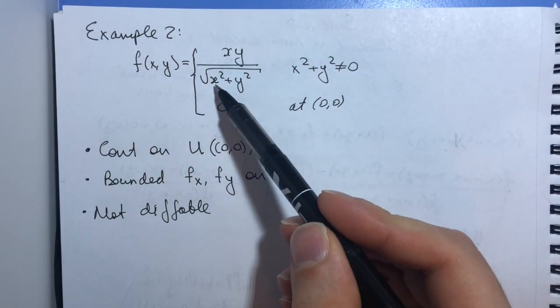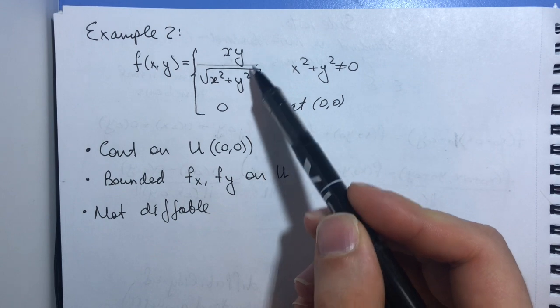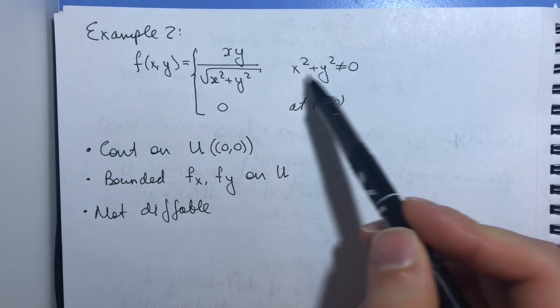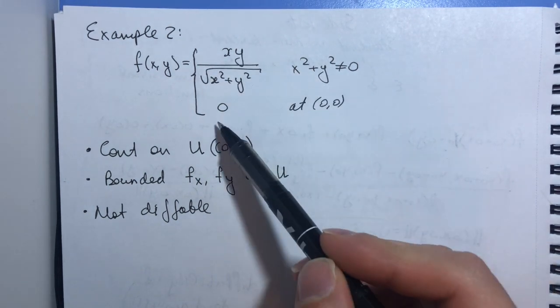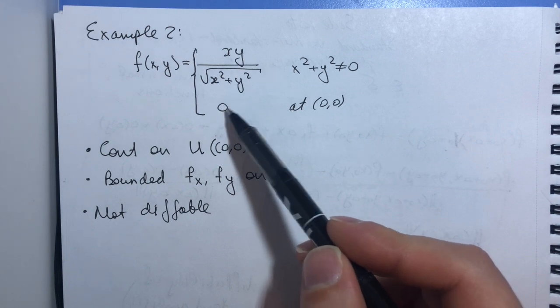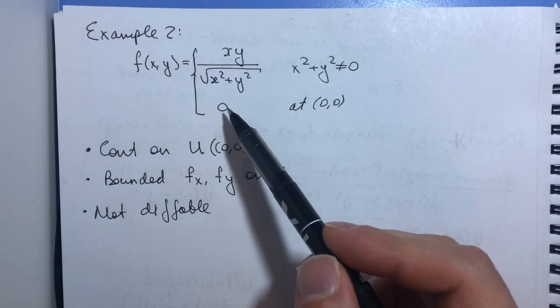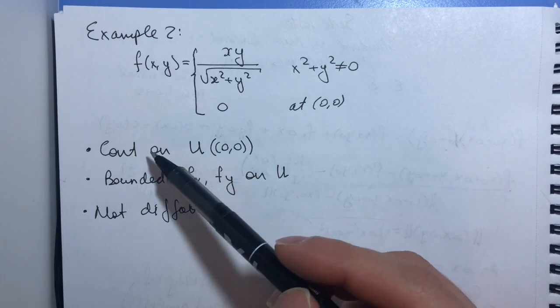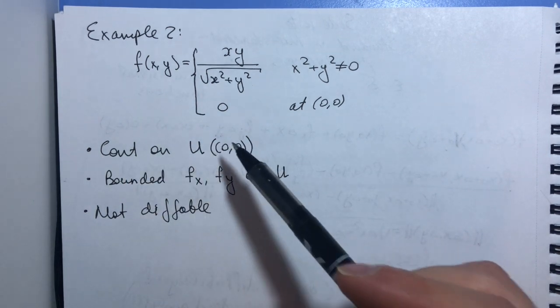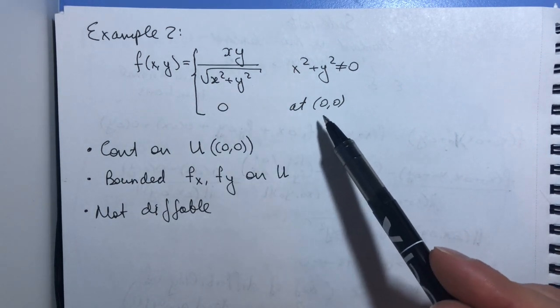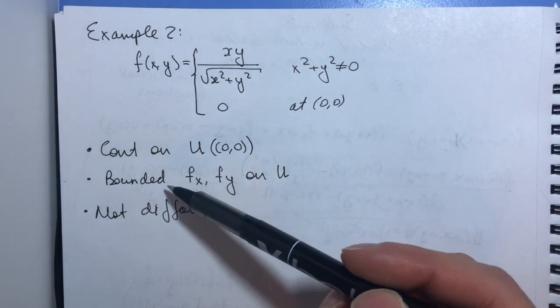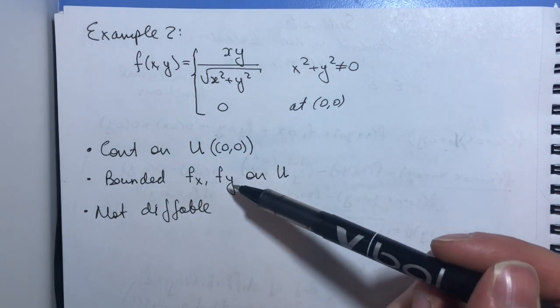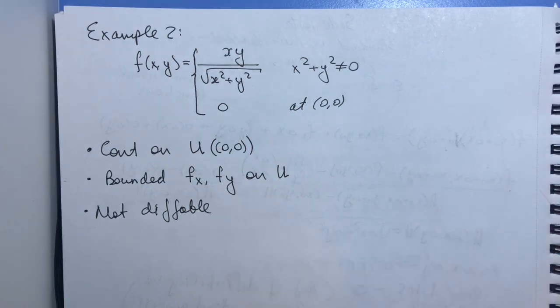We have a function. Clearly we can't divide by 0. So this definition only works for these x and y's, but we add 0 at (0, 0) artificially. Well, for this function, you can show that it's continuous on the neighborhood around this problematic point. We have bounded partial derivatives, but again, this function is not going to be differentiable.